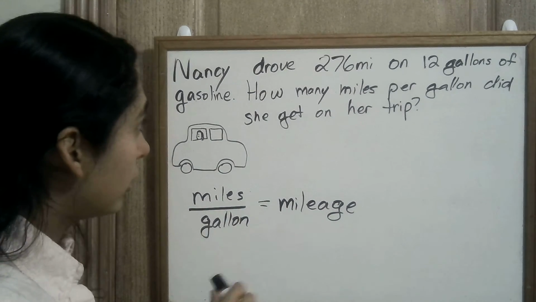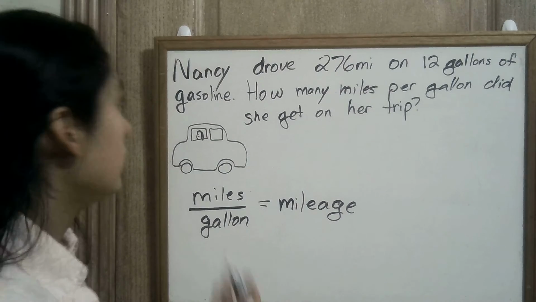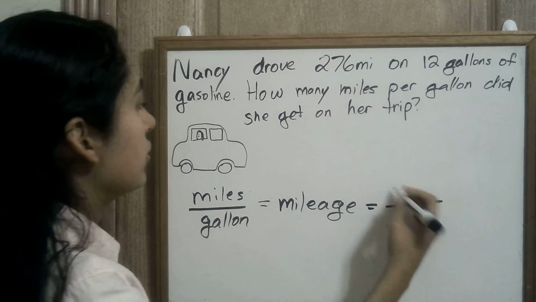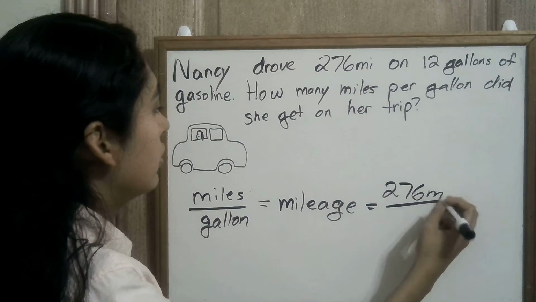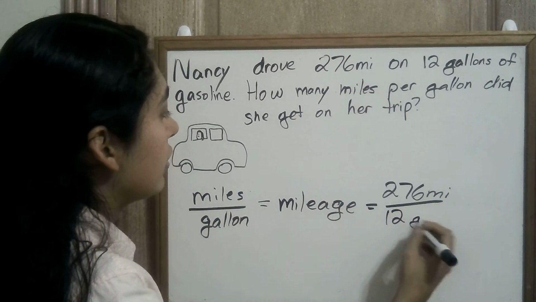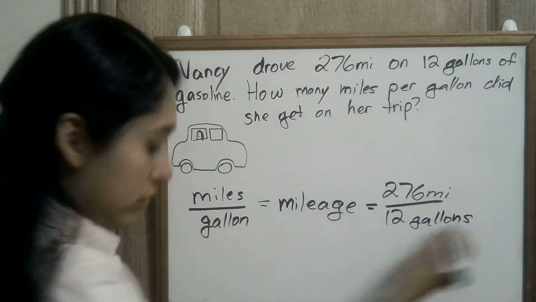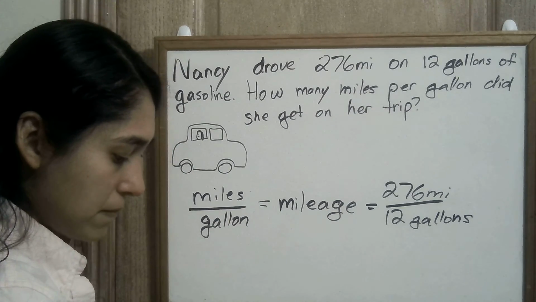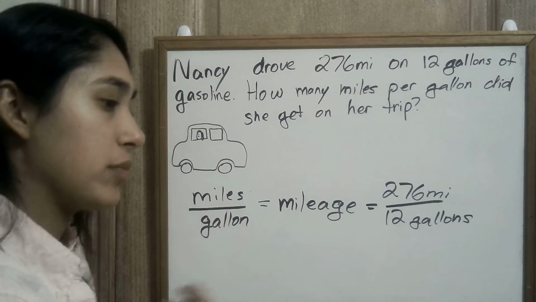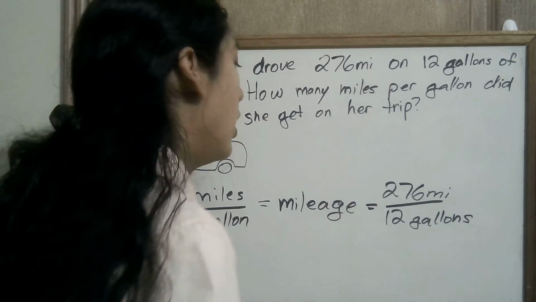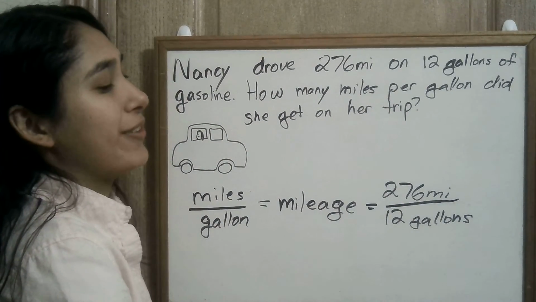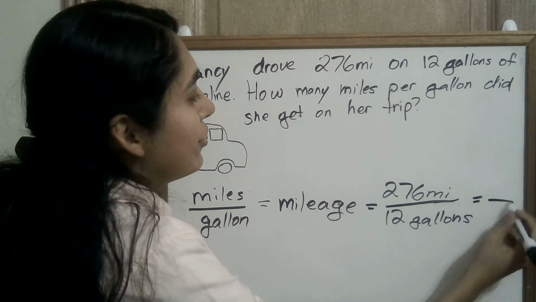Okay, so here, how many miles per gallon did she get on her trip? Let me put 276 miles and 12 gallons. Woohoo, it's already in the same unit. And this is what I get. So I can simplify this. I can divide this by 12. But let's make this fun and do it over 1.